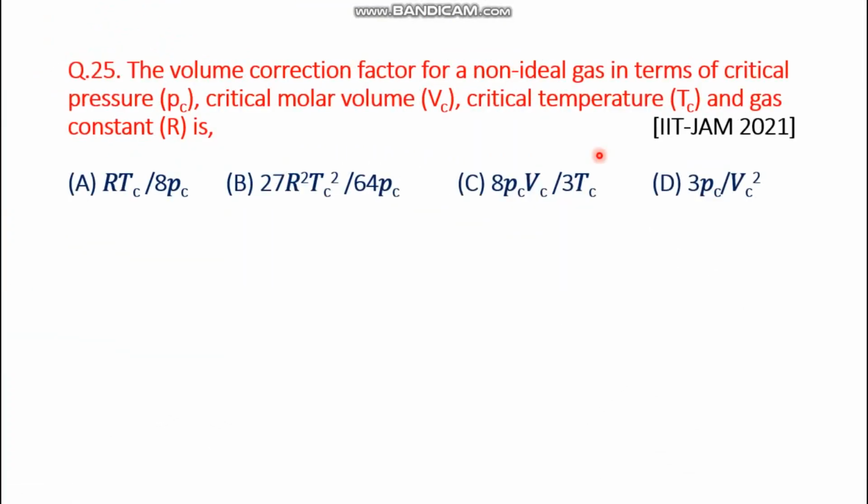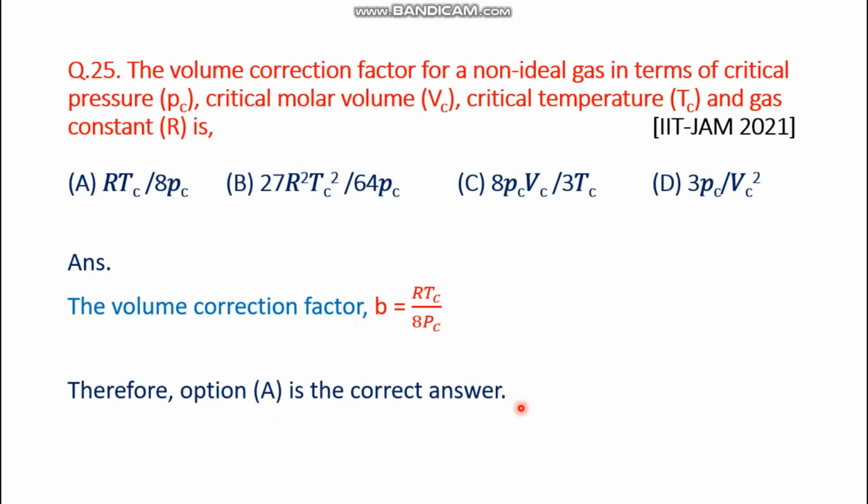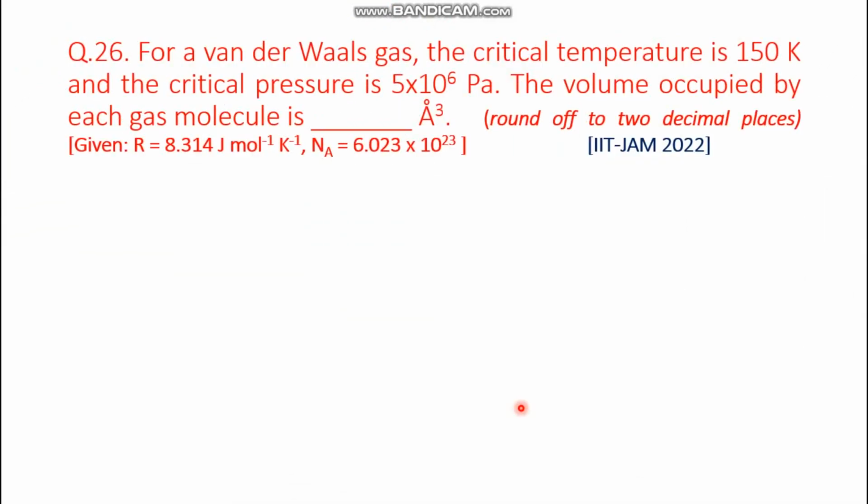Next, question number 25. The volume correction factor for a non-ideal gas in terms of critical pressure PC, critical volume VC, critical temperature TC, and gas constant R is what? So what is the value of the volume correction factor? That is b, and we found earlier in equation number 51 that this value is nothing but RTC by 8PC. We know that, so from that knowledge we can find the correct option, and option A is the correct answer.